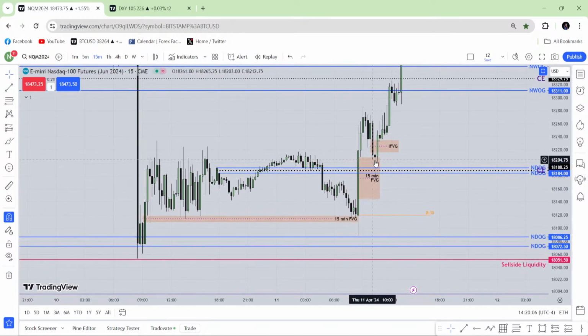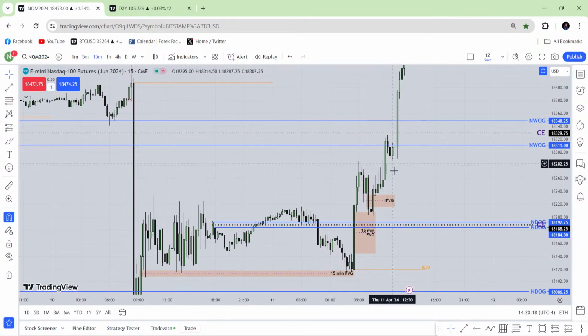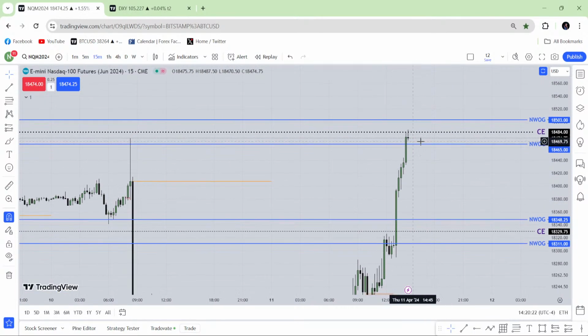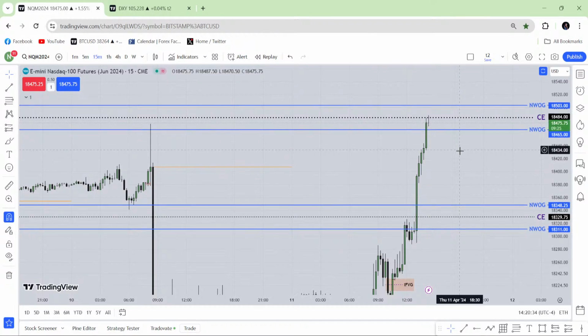Why is this an inversion parallel gap? As I was looking for buy, this low failed to take that low from 15 minutes. This low failed to take that low. This is my inversion parallel gap. The market tapped to that inversion parallel gap and went higher. Right now it came to the new week opening gap constant encroachment. I believe this is just a reaction, but the market will keep going higher until that buy side liquidity. That's my thinking.